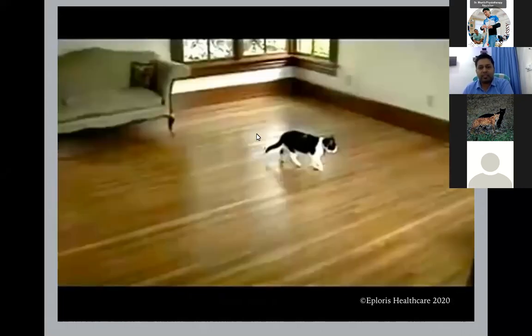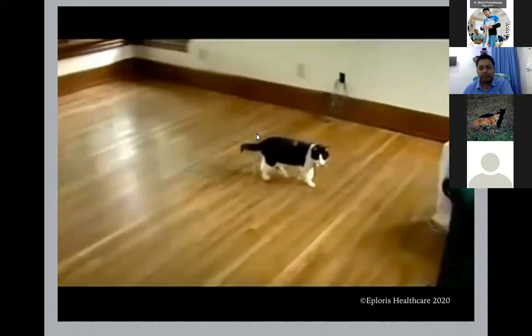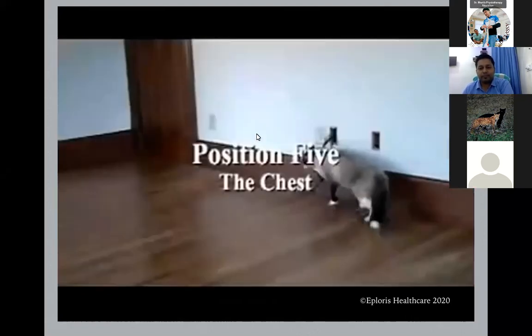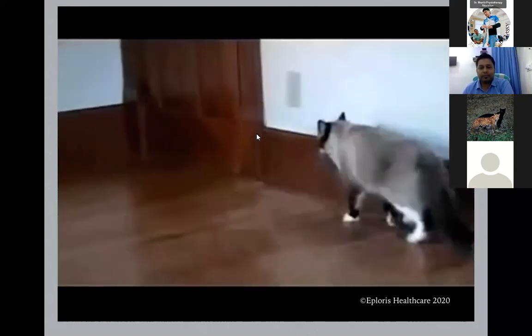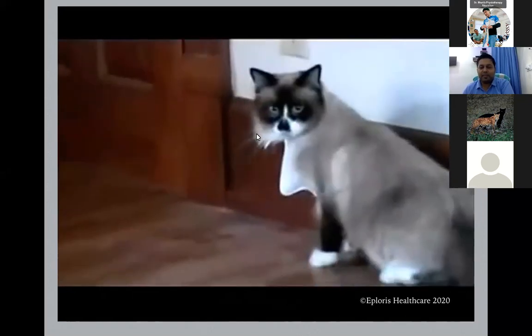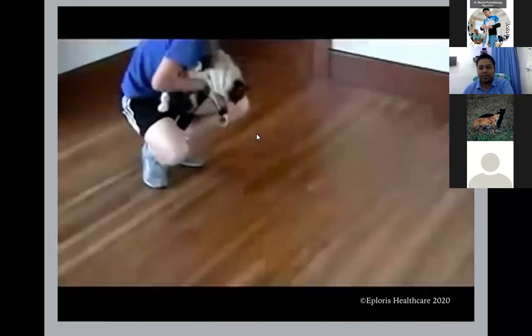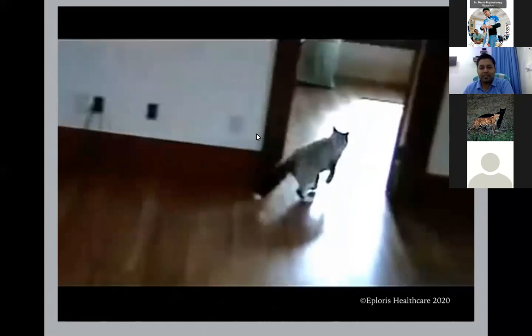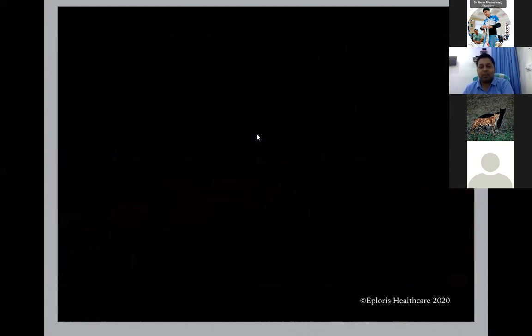See now. Position 5. The chest. The cat's initial reaction is to step over the tape on its chest, but when that fails, the cat tries to leap over the tape. See, it's not walking normally, it's jumping.